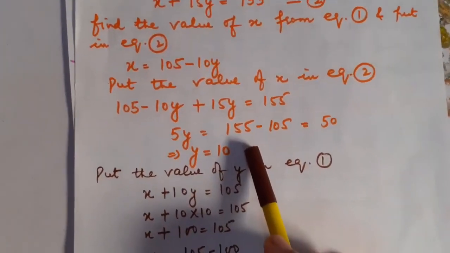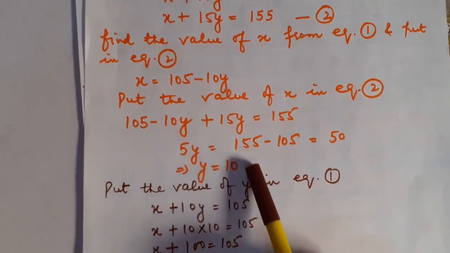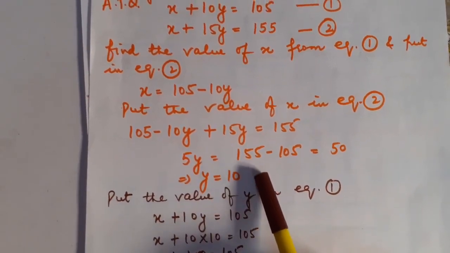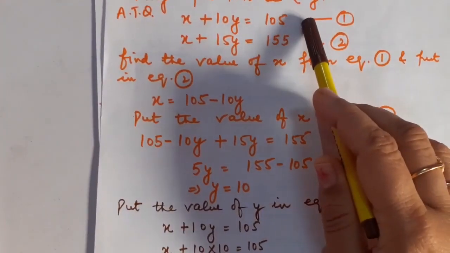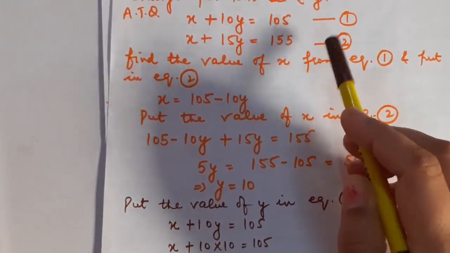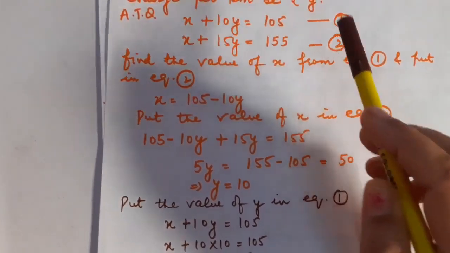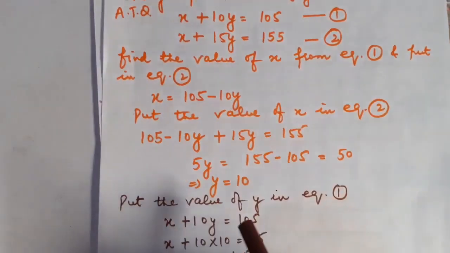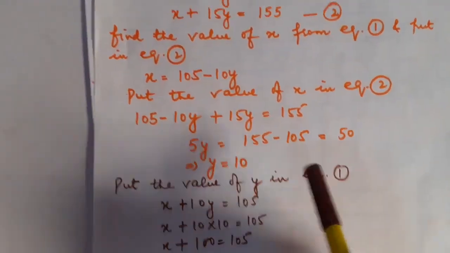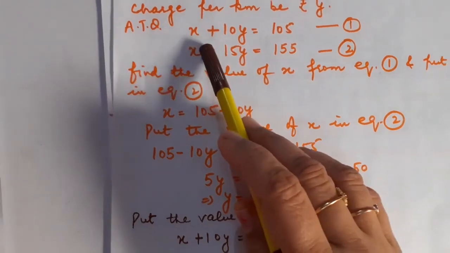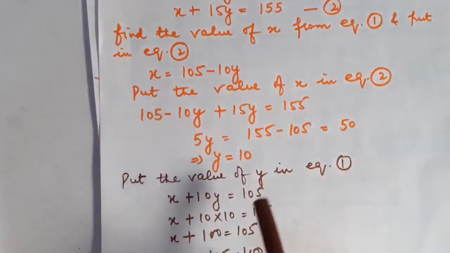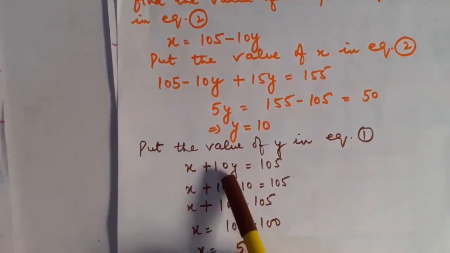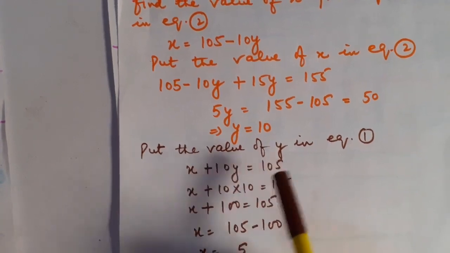So what is the value of y? That is 10. Now I am going to put this value y is equal to 10 in any of the equations, either in equation number 1 or in equation number 2, so that I can calculate the value of another variable, that is x. So I am going to put it in equation number 1. What is equation number 1? x plus 10y is equal to 105.